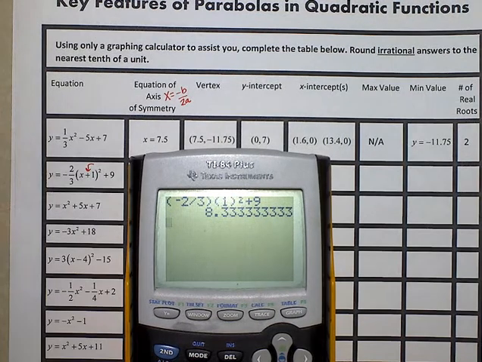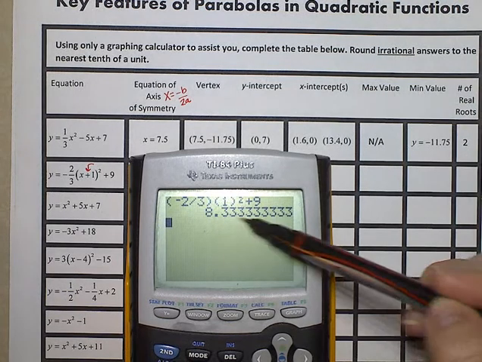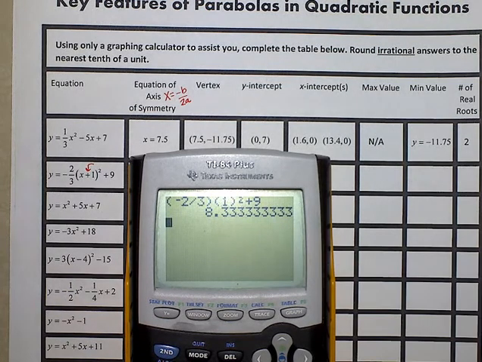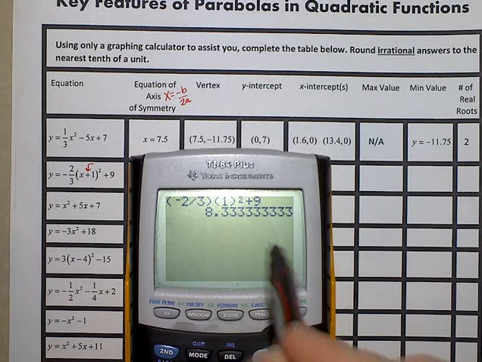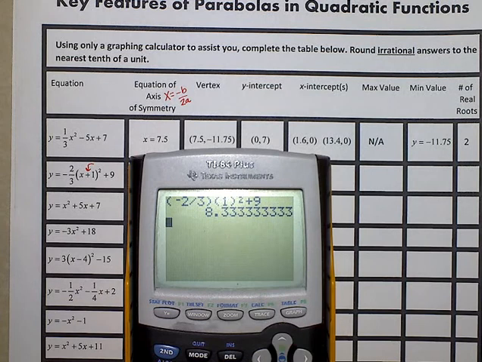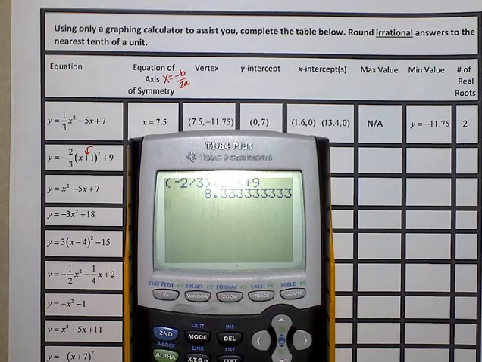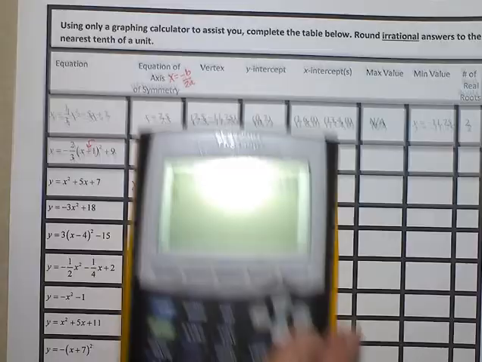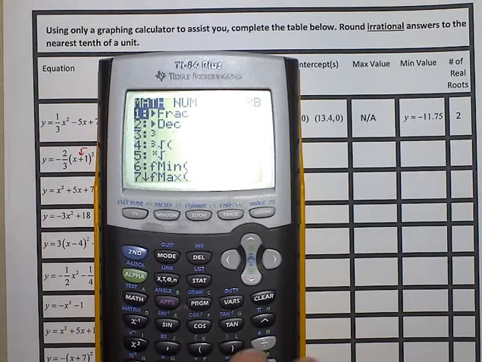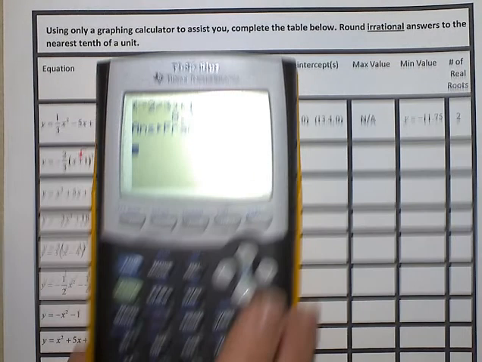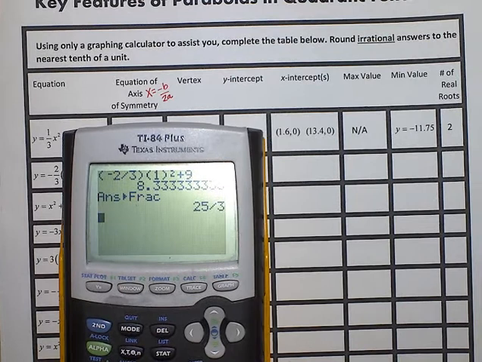A misunderstanding is some students believe that irrational means it goes on and on and on. That's true about irrationals, but irrationals are decimals that go on and they have no pattern. If it has a pattern and you can predict the next number with confidence, it means it is rational. So how do we put this into a fraction so we don't have to round? Hit the word math on the left-hand side. Fraction is highlighted and press enter twice. We're going to write down 25/3.